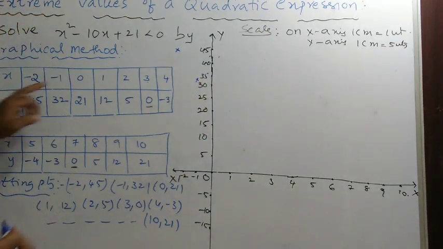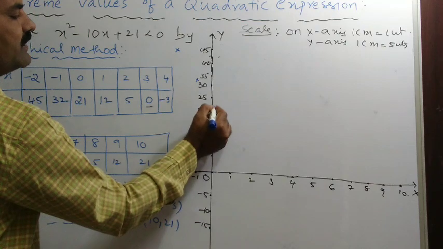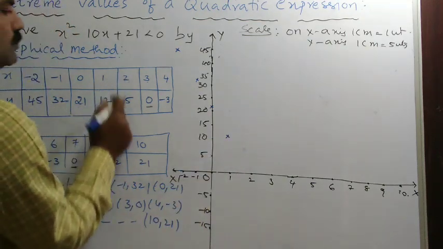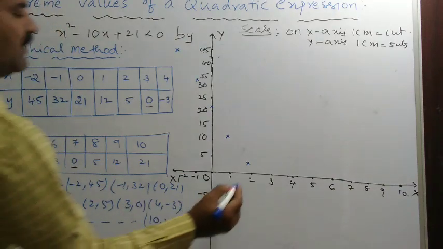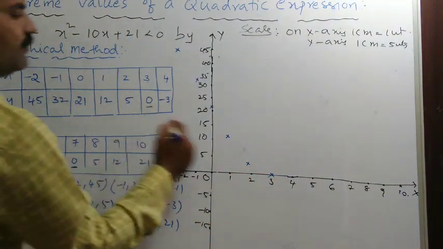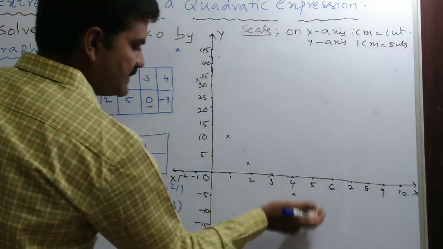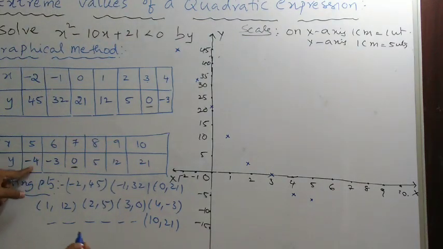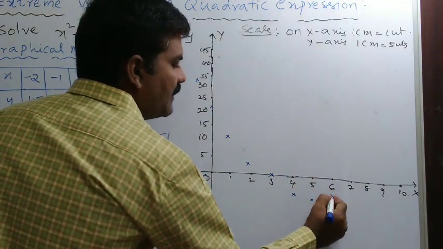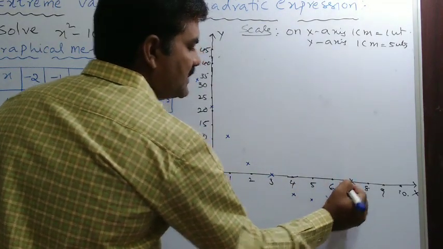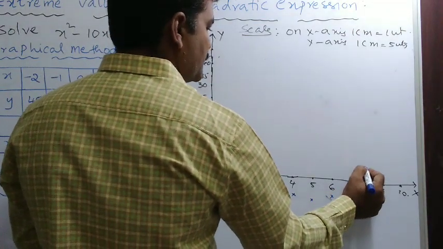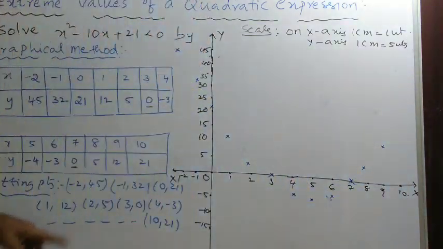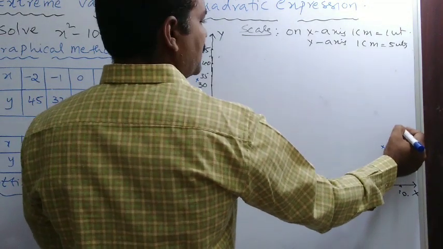Okay, 0 comma 21, just above the 20. This is one more plotting point. 1 comma 12 somewhere here, and 2 comma 5. 3 comma 0, and 4 comma -3 below the x-axis. 5 comma -4 somewhere here just below, and 6 comma -3. 7 comma 0. 8 comma 5, of course, and 9 comma 12 somewhere here, and finally 10 comma 21, of course here.